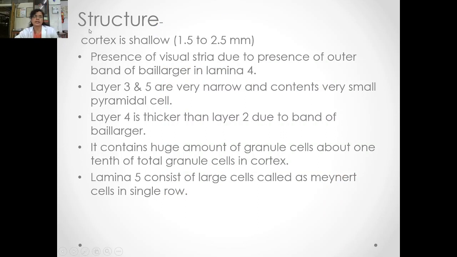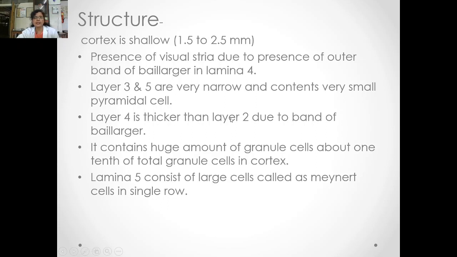Structure of this cortex. The cortex is shallow, about 1.5 to 2.5 millimeter in thickness. Presence of the line of Gennari, that is the characteristic feature; these are the stria of the white matter, and so that is called the striate area. The stria is due to the presence of the outer band of Baillarger, which is present in lamina 4. Laminae 3 and 5 are very narrow, made up of pyramidal cells, as it is the sensory area. So these layers 3 and 5 are very narrow and contain very small pyramidal cells.